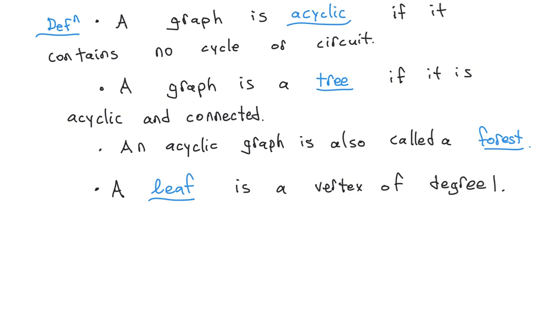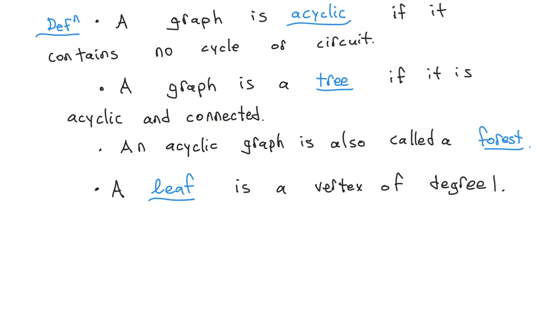Okay, first a definition. We're going to say that a graph is acyclic if it contains no cycles or circuits. And we're going to say a graph is a tree if it is acyclic and connected. It turns out in general, we will also sometimes refer to an acyclic graph as being a forest, because the idea is that the connected components of the forest are trees. So a forest is a collection of trees.